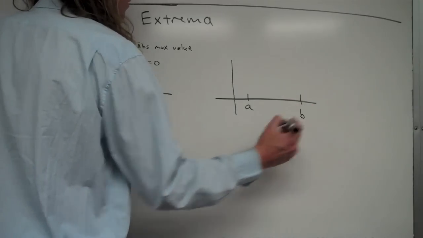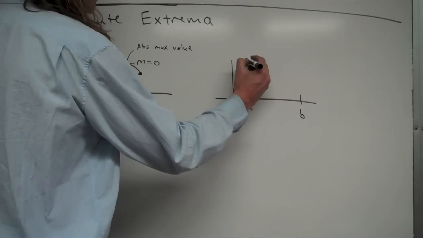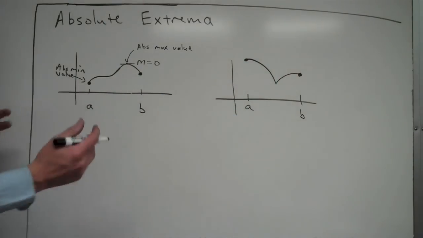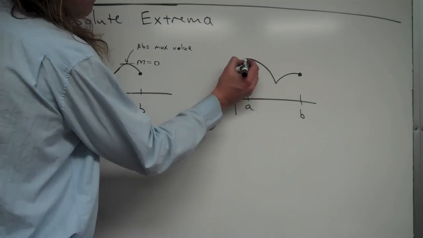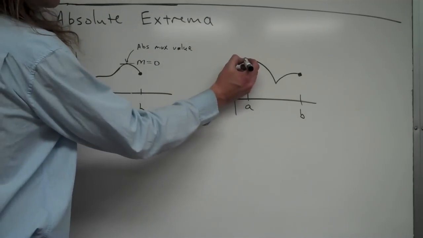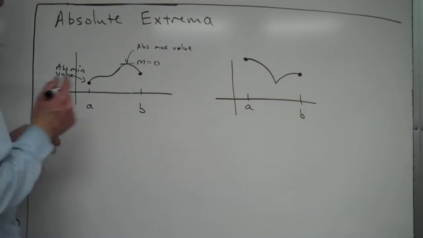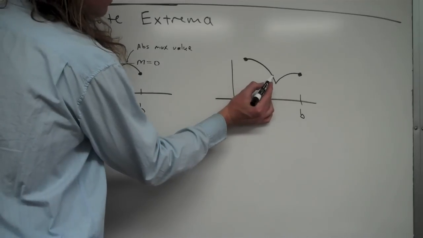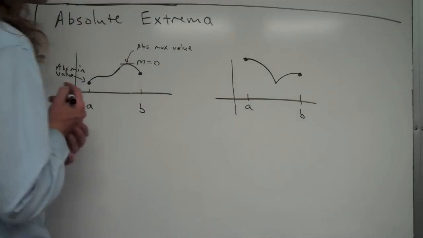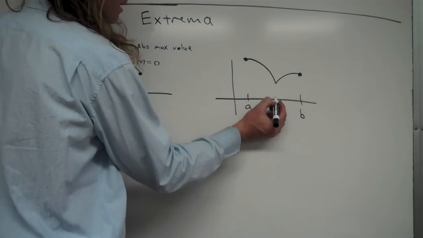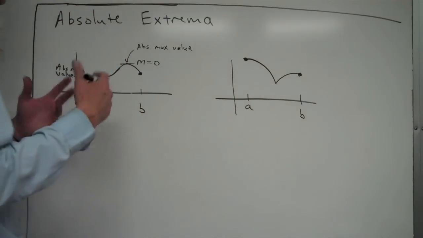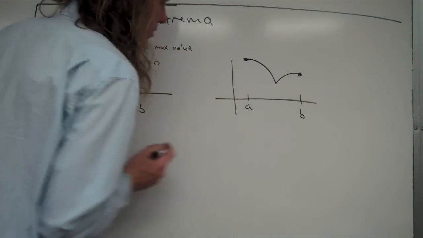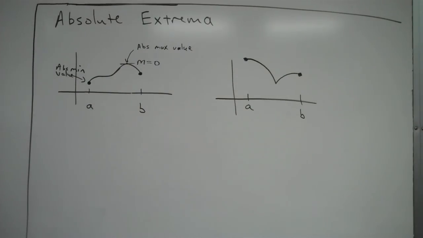For example, let's say I had a graph that looked like this. Say it started up here and I had something that looked like this. In this graph, my absolute maximum would be right here at the initial endpoint, and my absolute minimum would occur at that point right there, where the graph is not differentiable. Since you have this pointy V shape, the slopes don't agree as they come in from both sides.